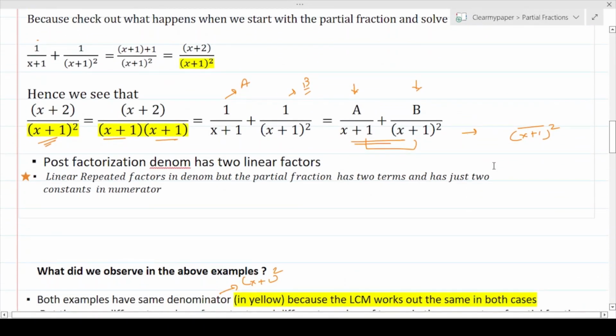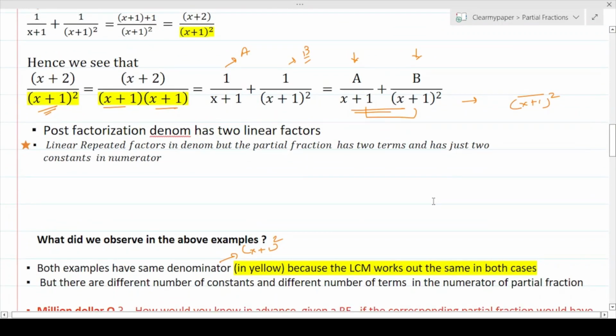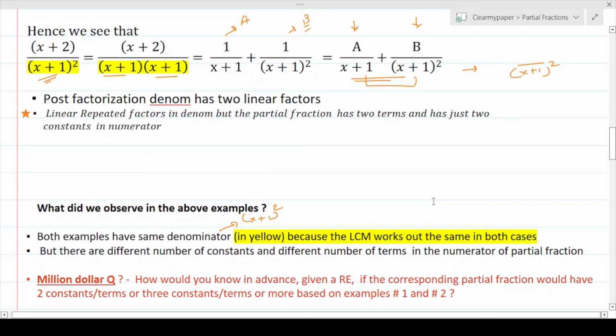And that's the reason we will not know whether the partial fraction will have 2 constants or 3 constants, because based on the expression we will not know, because the LCM works out the same in both the cases. And that's the trick here, and that's where the confusion is, and that's the reason we need to take that extra term. Hopefully this was clear. Both the examples have the same denominator because the LCM works out to be the same in both the cases, but there are different numbers of constants and different numbers of terms in the numerator of the partial fraction, and this is what I was trying to explain.